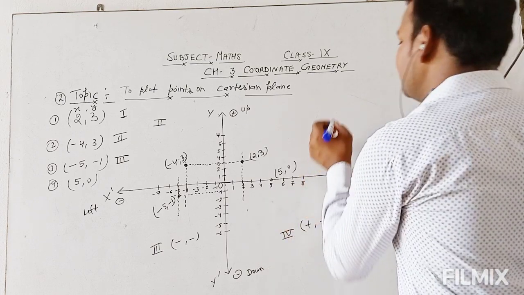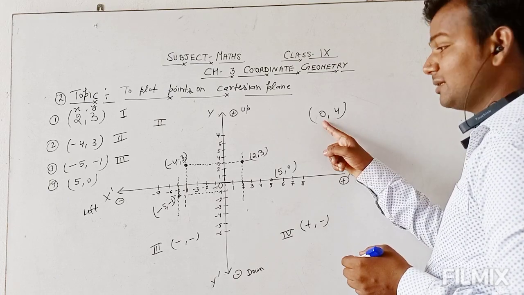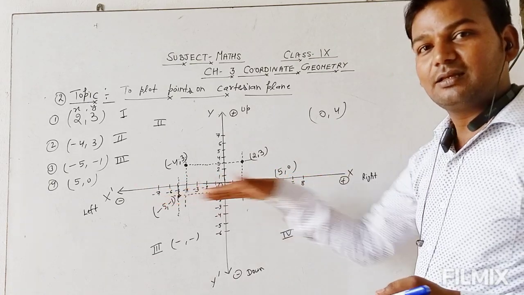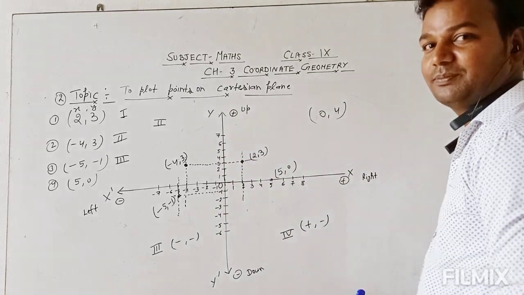If the x coordinate is 0, suppose (0, 4), where will it lie? Because here the x value is 0, there is no x displacement, so it will lie on the y-axis. Is it clear? Okay.